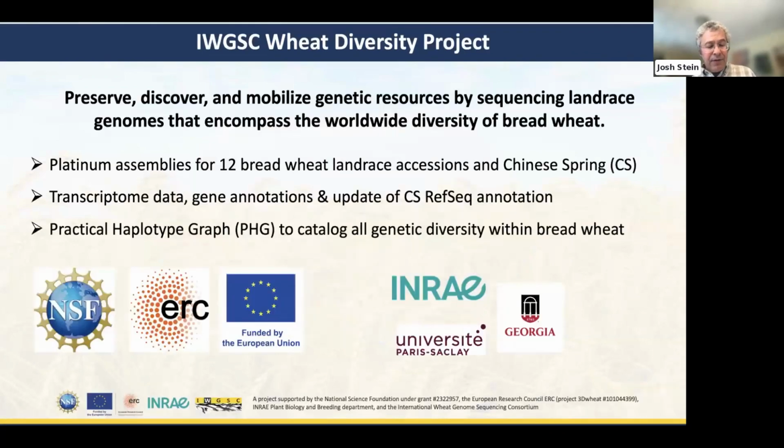To this end, I'm very happy to announce initiation of the IWGSC Wheat Diversity Project, to sequence 12 landrace genomes that encompass the worldwide diversity of bread wheat, update the Chinese Spring reference sequence, and complete other aims listed here. This is being done with funding from the National Science Foundation and the European Research Council, and is an international collaboration of scientists at INRAE, University of Paris-Saclay, and University of Georgia. Stay tuned for more information about this project as we proceed.